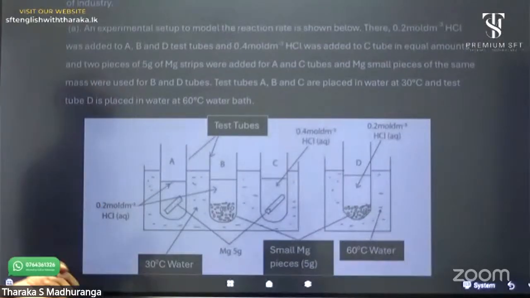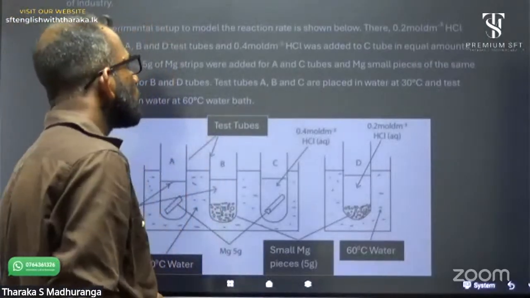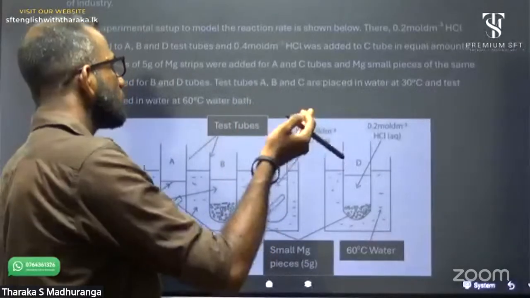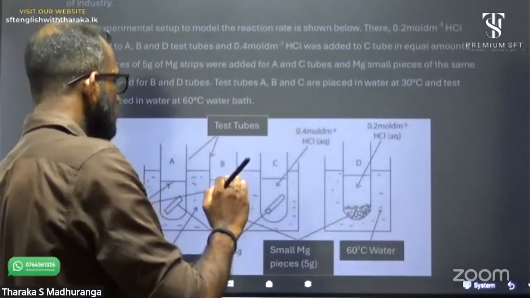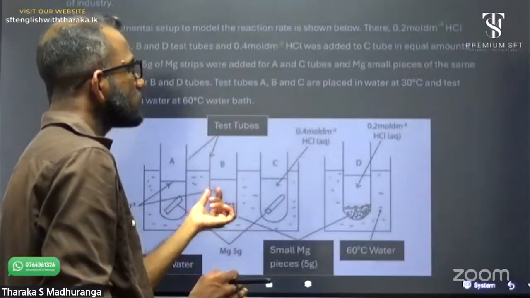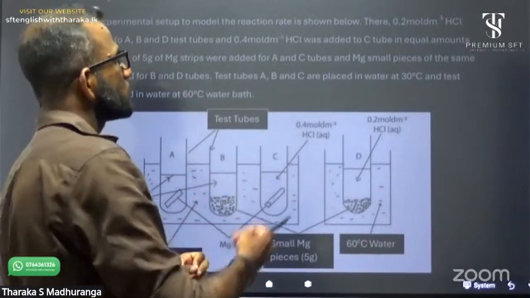There are 0.2 moles per cubic decimeter of HCl added to A, B and D test tubes, and 0.4 moles per cubic decimeter HCl was added to C test tube, right? That means A, B and D test tube concentrations are similar, but in C test tube it is doubled compared to the others.